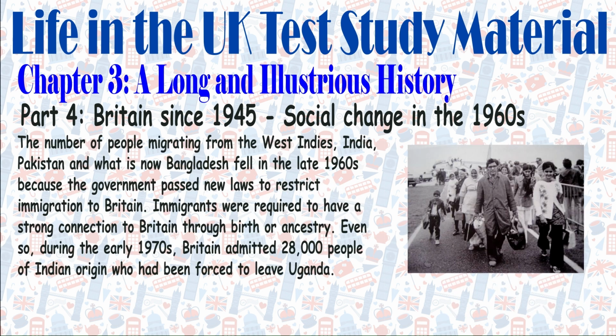The number of people migrating from the West Indies, India, Pakistan, and what is now Bangladesh fell in the late 1960s because the government passed new laws to restrict immigration to Britain. Immigrants were required to have a strong connection to Britain through birth or ancestry. Even so, during the early 1970s, Britain admitted 28,000 people of Indian origin who had been forced to leave Uganda.